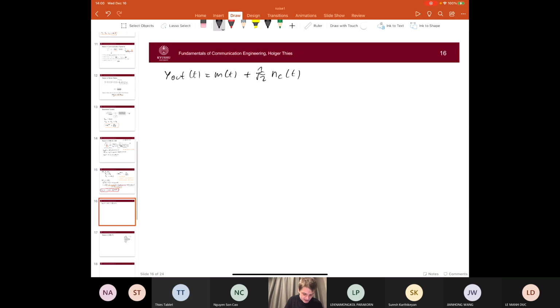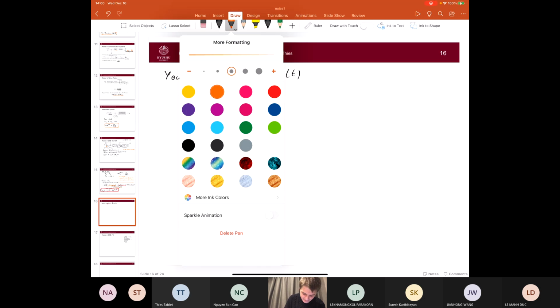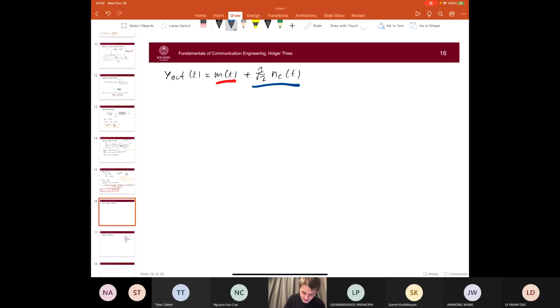Okay, and now we want to compute the signal to noise ratio at the output. So what is the signal part? This is the output message, and it's clearly separated into a signal part, which is m of t, and a noise part, which is this. So we can easily separate this into the signal at the output, which is just m of t, and the noise at the output, which is 1 over square root of 2 times the cosine component of the noise, so n_c of t.